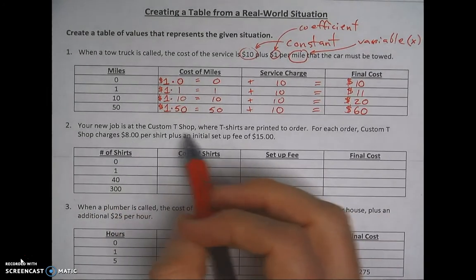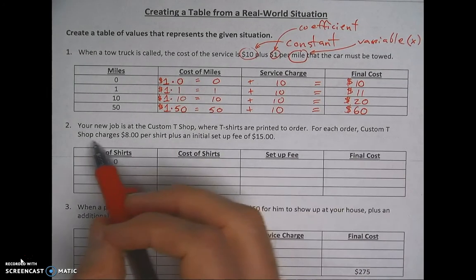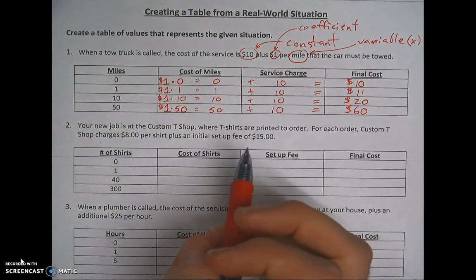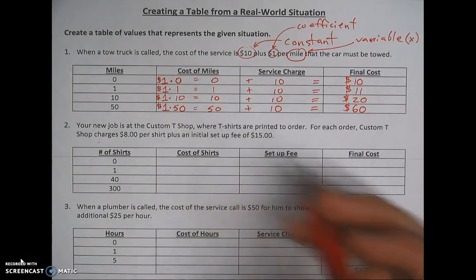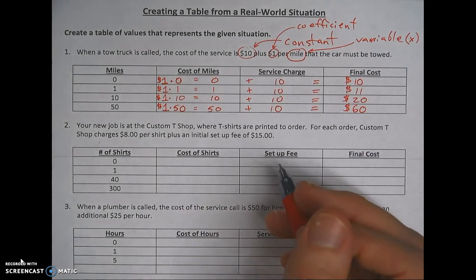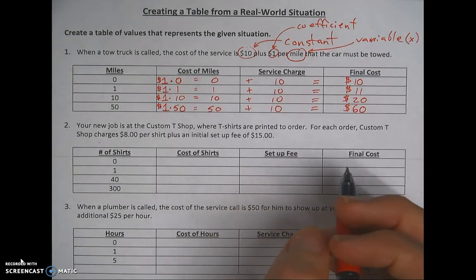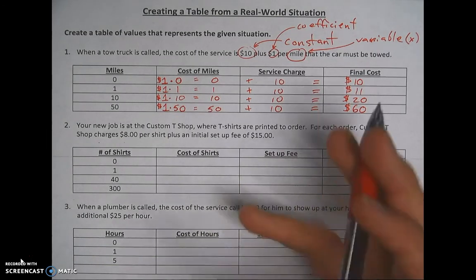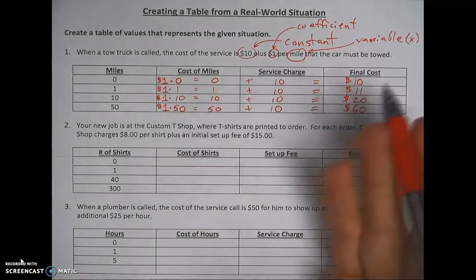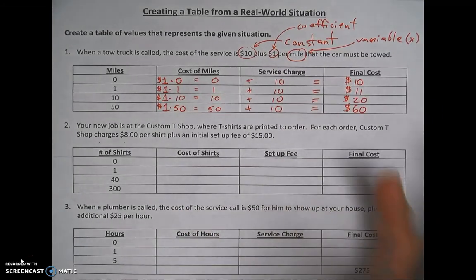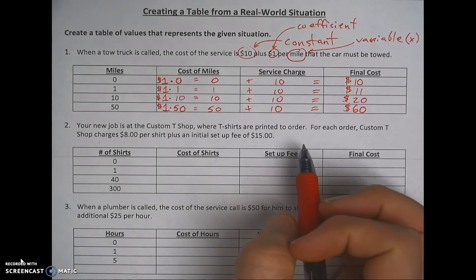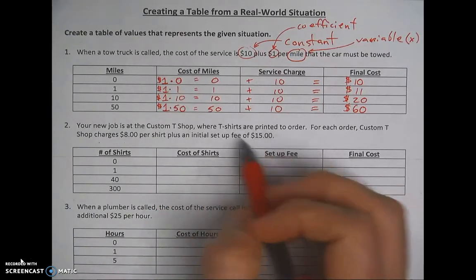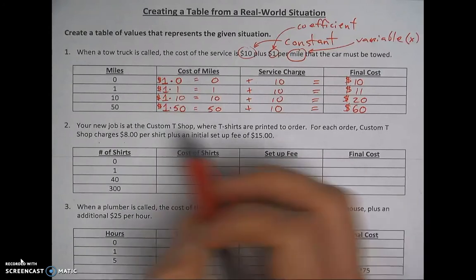Your new job is at the t-shirt shop. For each order, they're going to charge you $8 per shirt, so every shirt's $8. Plus, there's an initial setup fee of $15. I've actually dealt with this before. You call the t-shirt place and you have a logo you want them to put on your shirts. They charge you for putting that logo into the computer because it takes someone they're paying at their shop time to get it uploaded off your email and put into the system. Sometimes it needs to be worked with and edited in the program itself that actually prints these on the shirt. So they charge you a fee to get that set up. And then it's $8 per shirt.